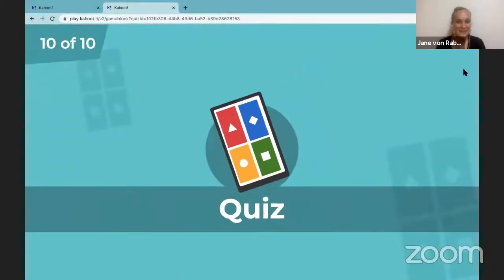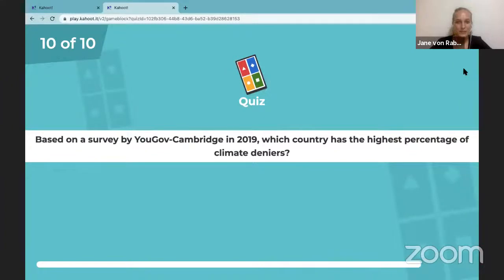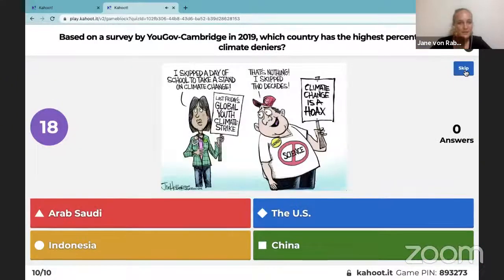Oh my God. Okay, last question. This is a very interesting race. Based on a survey by YouGov Cambridge, I actually do think you get points for being fast. Which country has the highest percentage of climate deniers among 22 countries? Saudi Arabia, the US, China, or Indonesia?